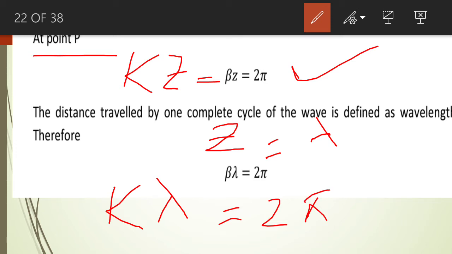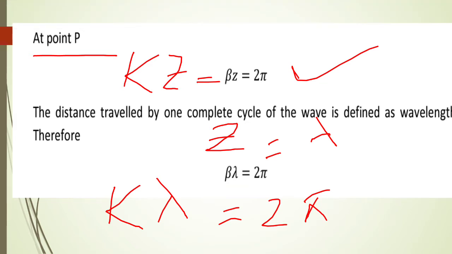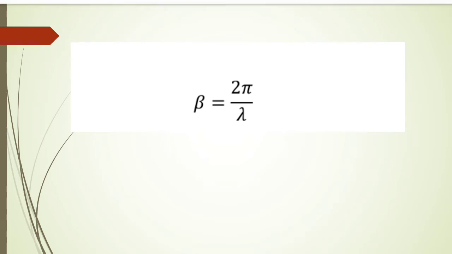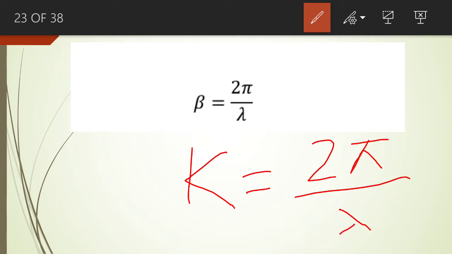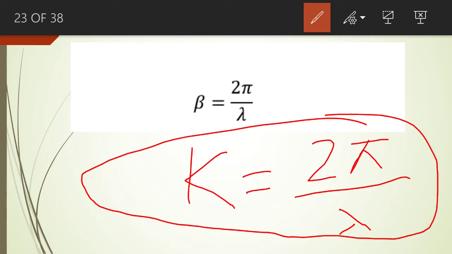So we get this particular equation, and from this equation we can find out the value of k. So k, the phase constant, will be equal to 2 pi divided by lambda. So we can calculate the phase constant with the help of this particular equation as well. What we need to do is replace this beta by k, so we can calculate the phase constant with the help of the wavelength of the electromagnetic wave.